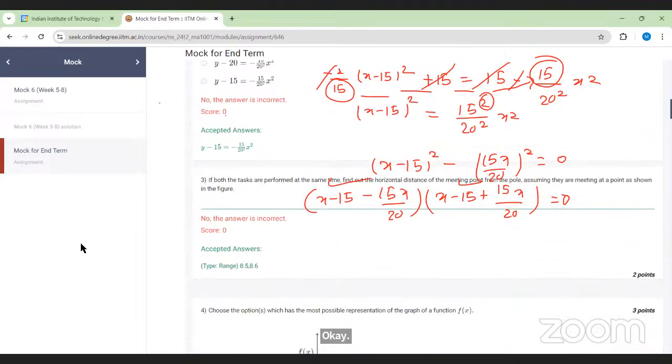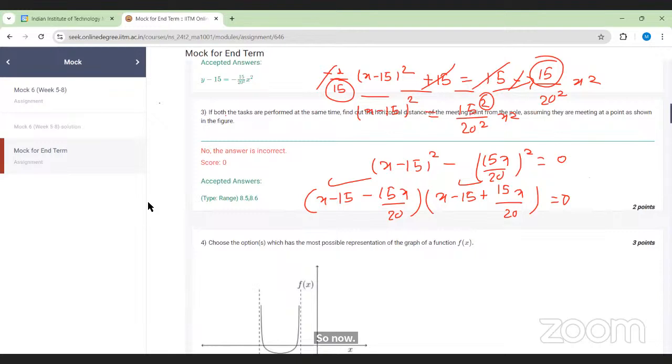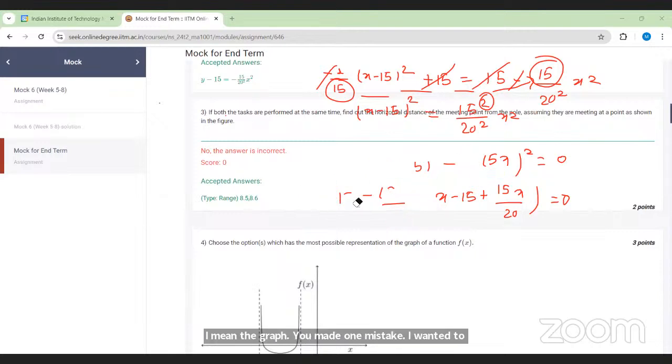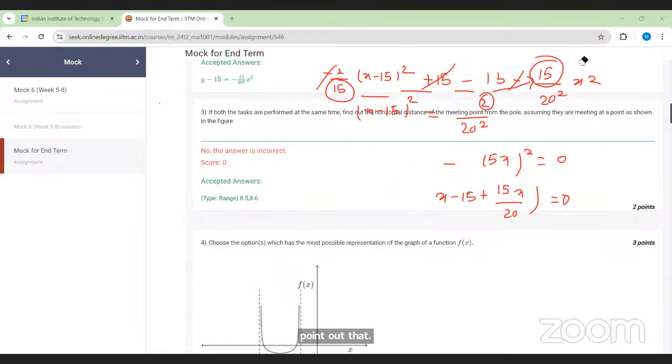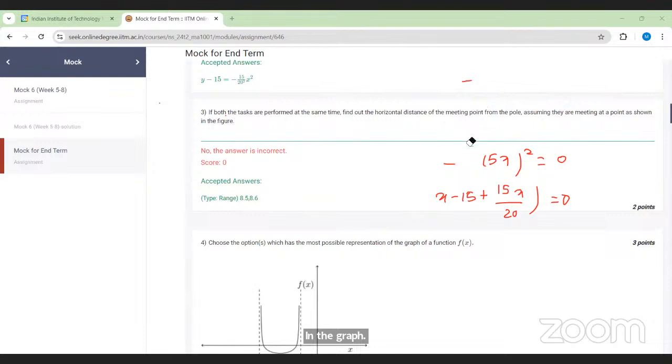So now, in the graph you made one mistake. I wanted to point that out, in the question number 1. Yes, ma'am.